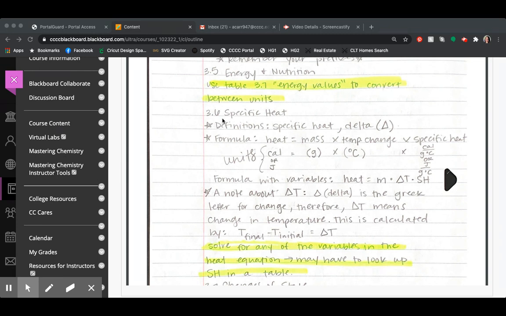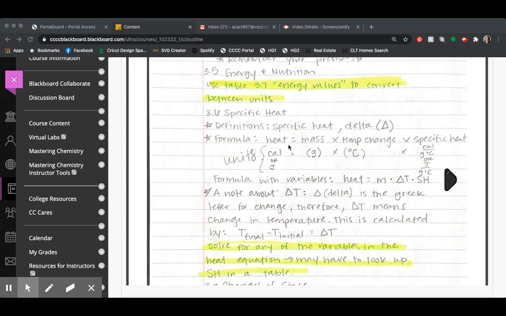So Section 3.6 is on specific heat. There's a definition for that. Read and understand that definition. And then there's this new term, delta, which is a triangle. It's a Greek letter D, and it means change. So anytime you see this triangle, know that it means delta and know that it means change.